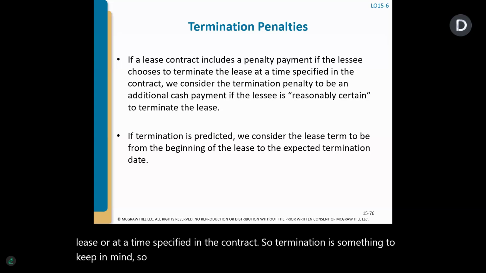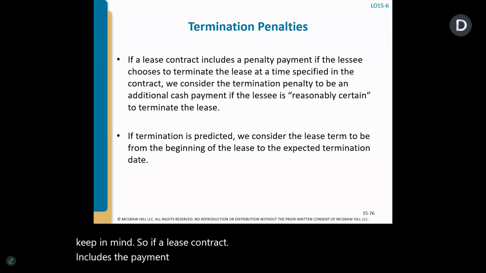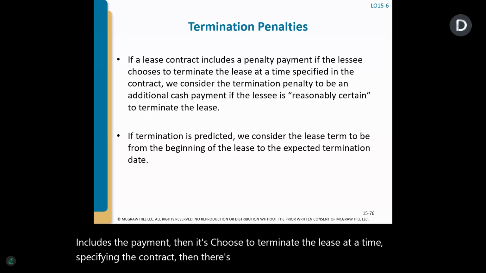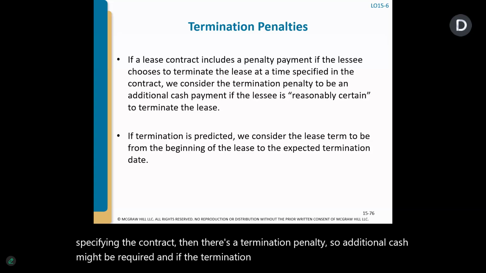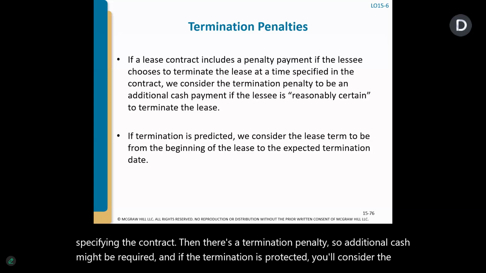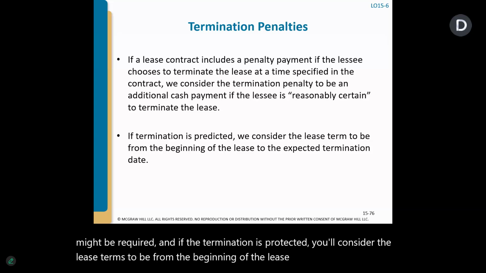If a lease contract includes the payment, and the lessee chooses to terminate the lease at a time specified in the contract, then there's a termination penalty. So additional cash might be required. And if the termination is probable, you'll consider the lease term to be from the beginning of the lease to the expected termination date.